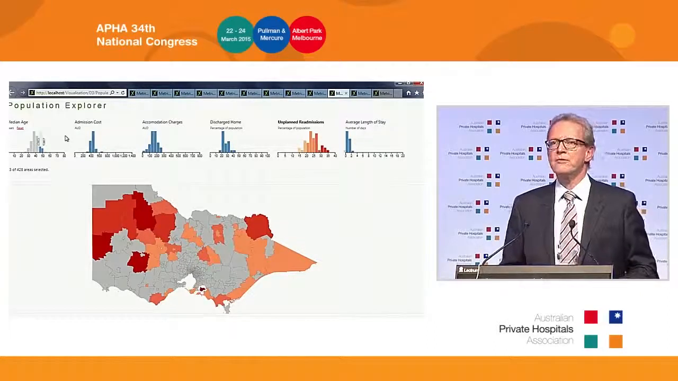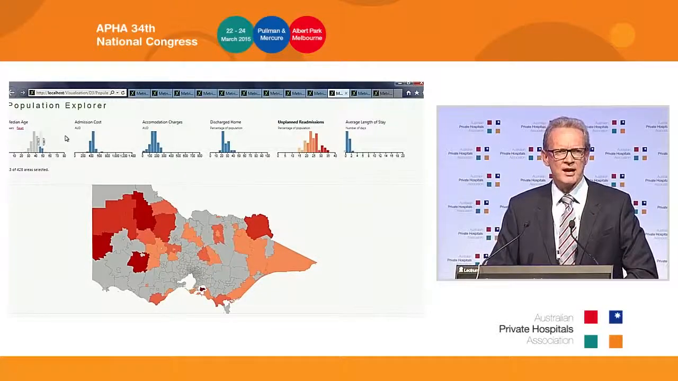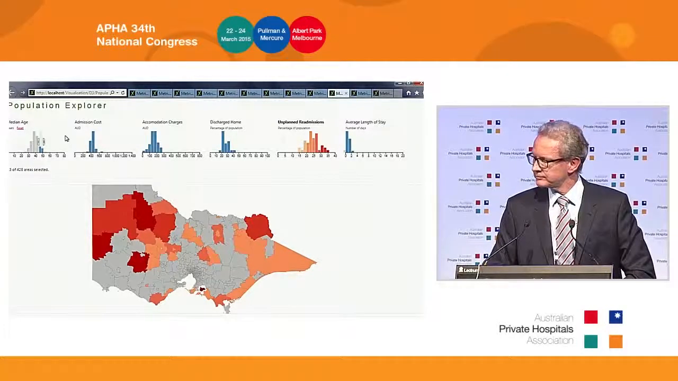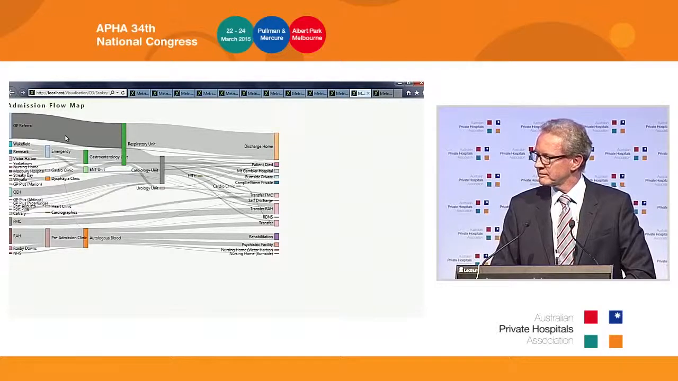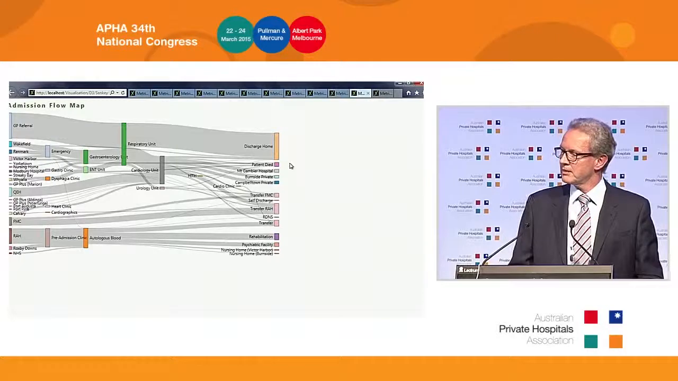What would happen, though, if you wanted to look at, say, the flow through the hospital? What could you do there? Is there another analytic? That's a leading question, of course, because there is, right? The admission flow map.